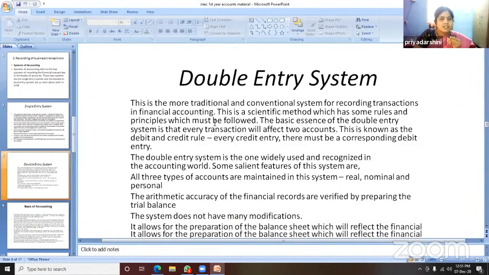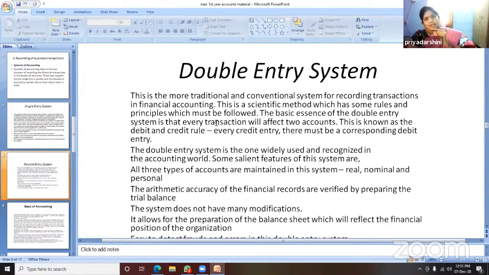Coming to the double entry system. This system is a more traditional and conventional system for recording transactions in financial accounting. This is a scientific method which has some rules and principles which must be followed. Double entry system is the mostly followed. It is a conventional system, means it follows certain rules. Modern days also use this system of accounting.